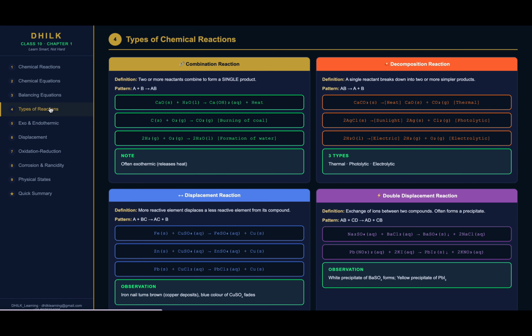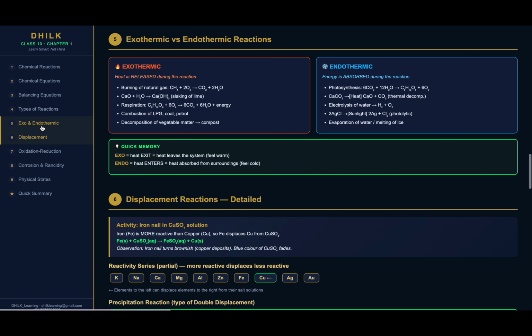Okay. Now we can move to a simple but powerful concept, exothermic and endothermic reactions. We can say every chemical reaction either releases energy or absorbs energy. An exothermic reaction is one where energy, usually in the form of heat, is released during the reaction. So the surroundings become warmer because of the heat being released. You can think of it like exit. Heat is exiting from the system, meaning it is going out.